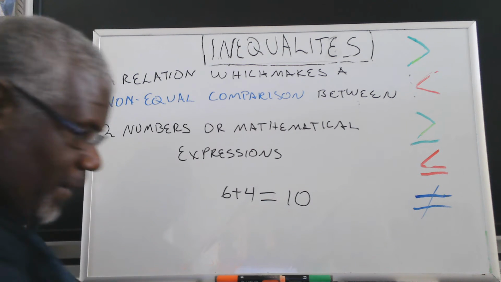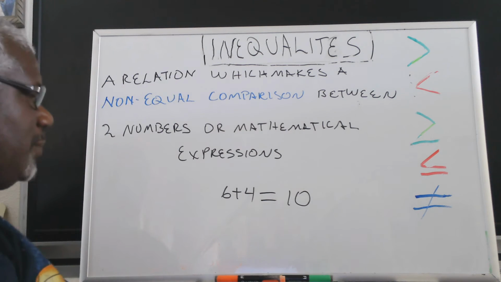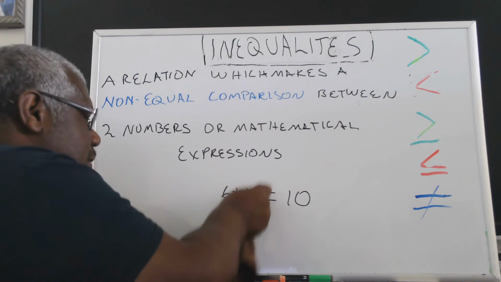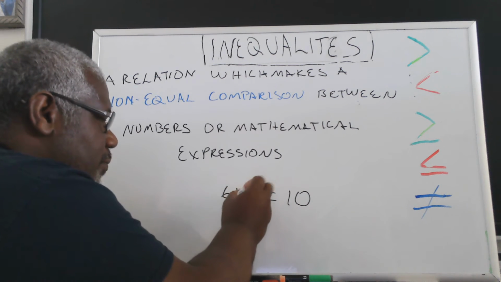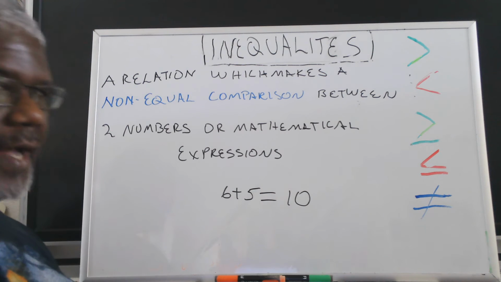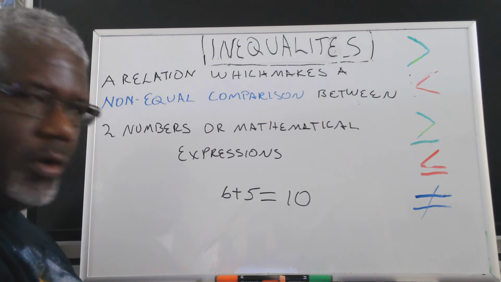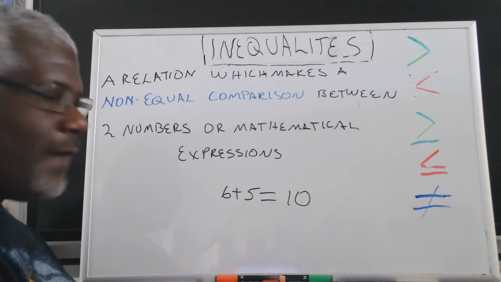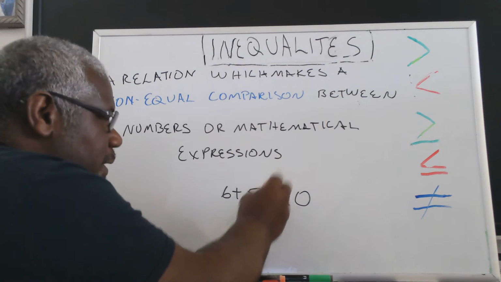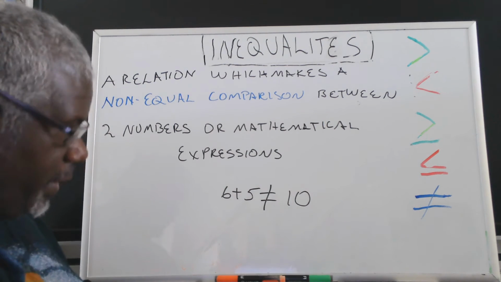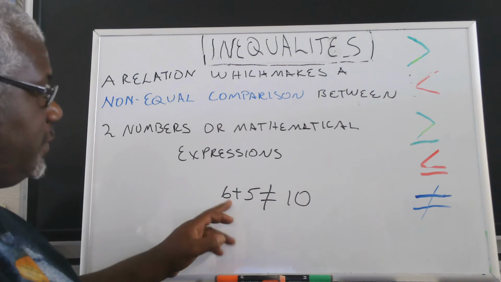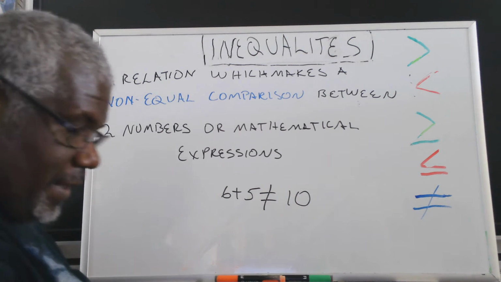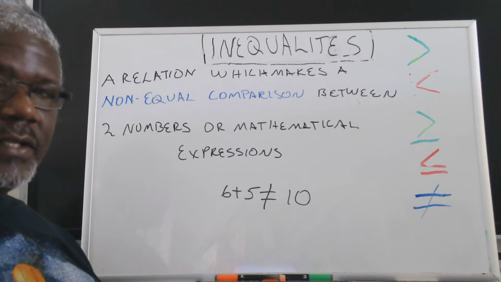What happens if I change one of these numbers? Let's try this. 6 plus 5, does that equal 10? Oh no, I don't think so. 6 plus 5 is 11. So definitely that is not equal. Hence our first sign we're going to look at: not equal to. 6 plus 5 is definitely not equal to 10.